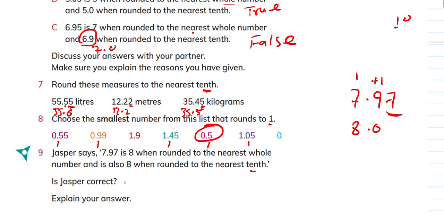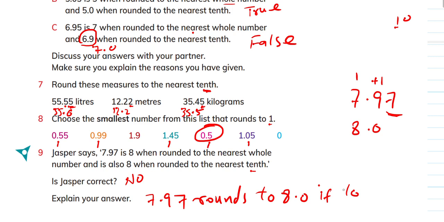So he is wrong. Is Jasper correct? No, because 7.98 rounds to 8.0 if rounded to the nearest tenth. So that you have to take care. It's not 8, it will be 8.0.